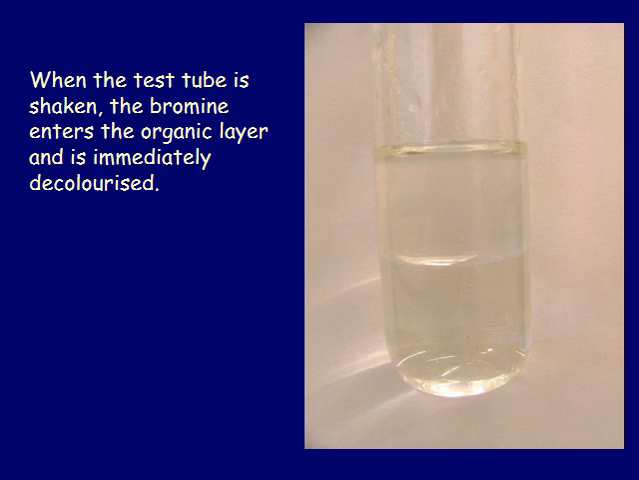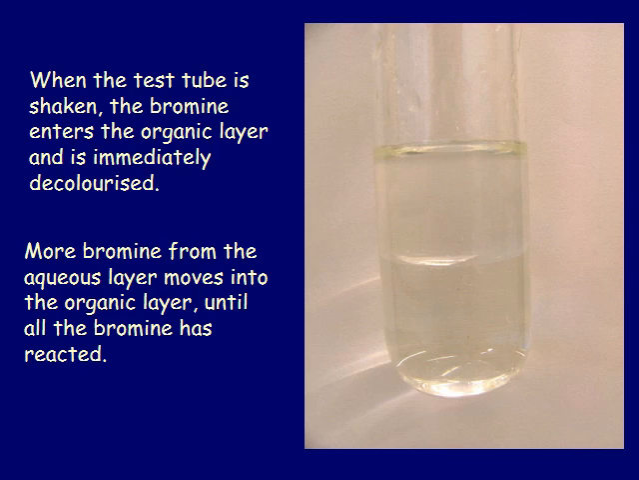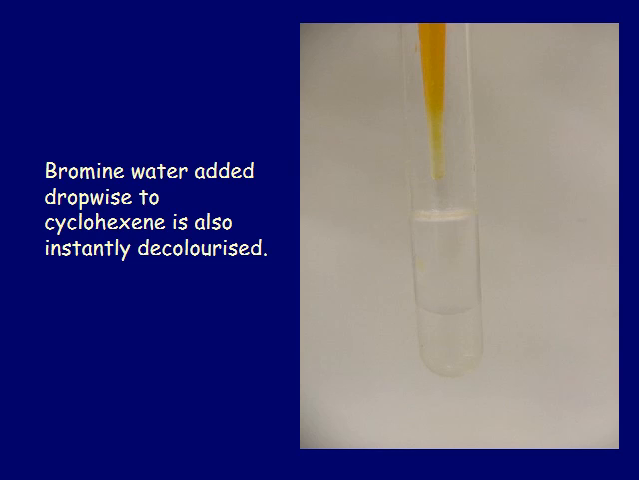Just as before, we give it a shake, but you'll notice instead of being bright orange, the organic layer, the top layer, is now immediately decolorized, as is the bottom layer. More bromine from the aqueous layer moves into the organic layer until all the bromine has reacted. So both layers are now colorless, as opposed to the last reaction with the alkane, where the top layer was very orange and the lower layer was slightly orange. If additional bromine water is added dropwise to the top cyclohexene layer, it's instantly decolorized as soon as it hits the layer.